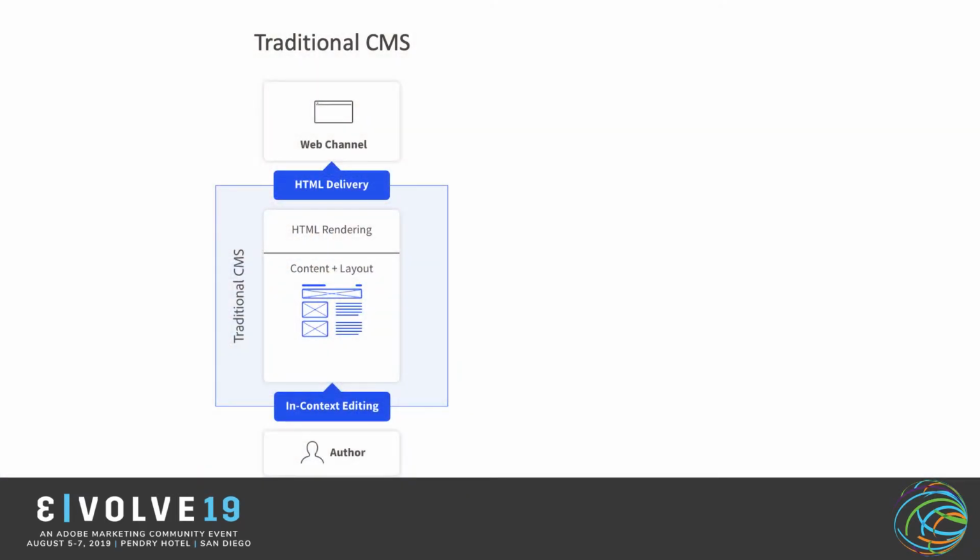And so just to level set and bring everything around to where AEM fits in, let's start with the traditional content management system. And this is really where AEM started once upon a time. It was really focused on delivering HTML to your web channel. That used to be the only real channel. And basically with a traditional CMS, we have our author. They're able to do some in-context editing just within the single content management system. And that same system is going to be responsible for that HTML delivery out to our web browser-based channels.